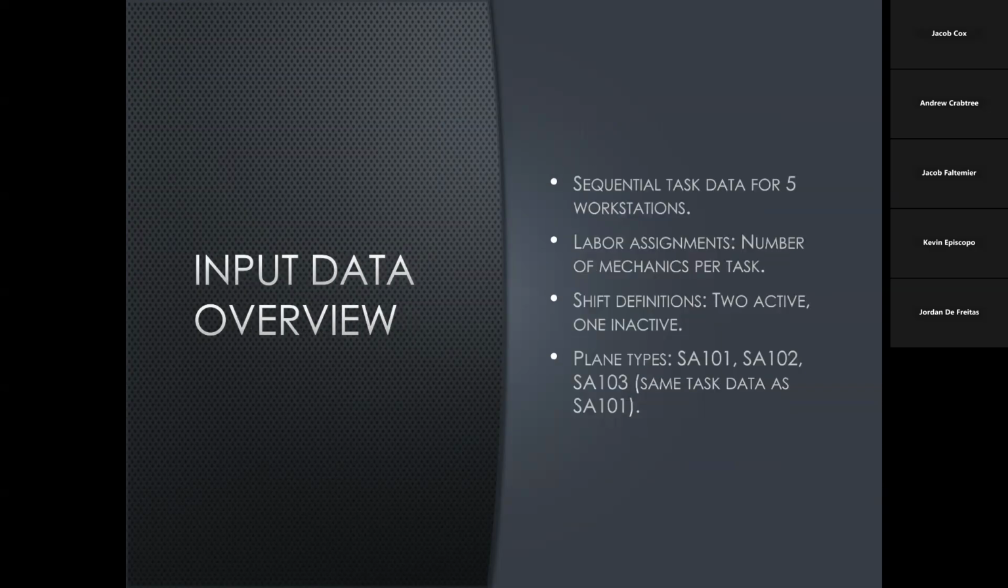For the input data overview, the sequential tasks data for the 5 workstations is taken from the SIMIO Aerospace data file provided to us. The labor assignments are the number of mechanics per task, the shift definitions are the 2 active and 1 inactive that we currently have to work with, as well as the plane types, SA-101, SA-102, and SA-103, which has the same task data as SA-101.